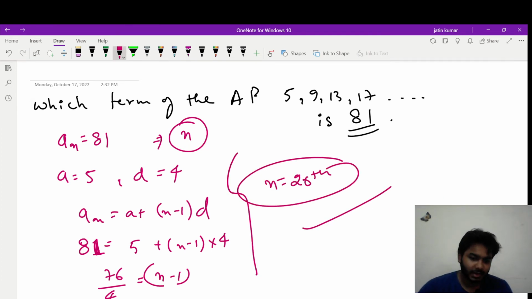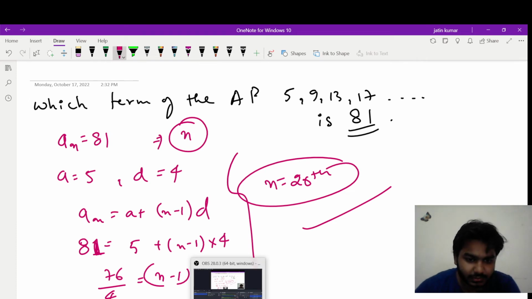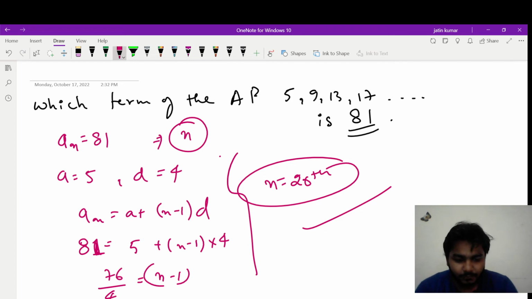Okay, I hope I have solved it right. 4 1s are 4, ठीक तो है. 4 9 is 36 होता है. Okay, 19 is equal to n minus 1, so n will be 20. So the 20th term will be 81.